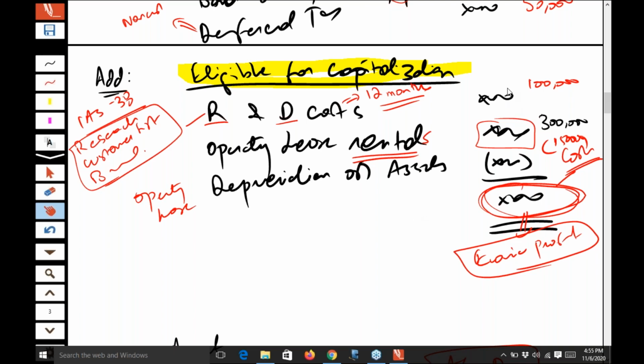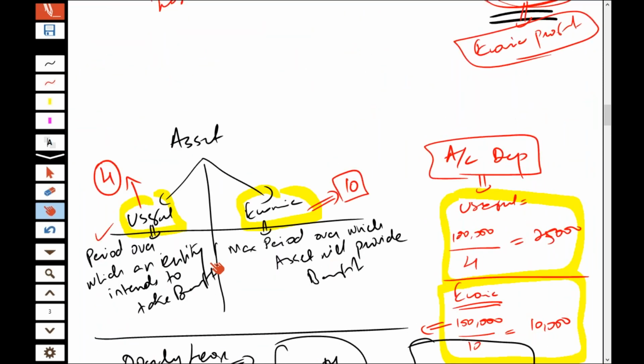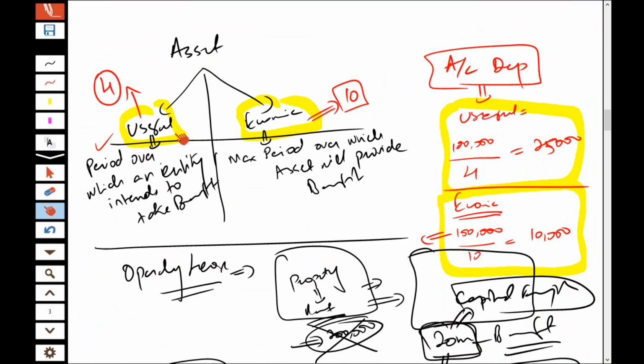Now, there is another question about the depreciation on the asset. I told you there are two types of depreciation. One is accounting depreciation, the other is economic depreciation. The accounting depreciation is when you depreciate over the useful life. The economic depreciation is when you depreciate over the economic life. That's what economic depreciation is.